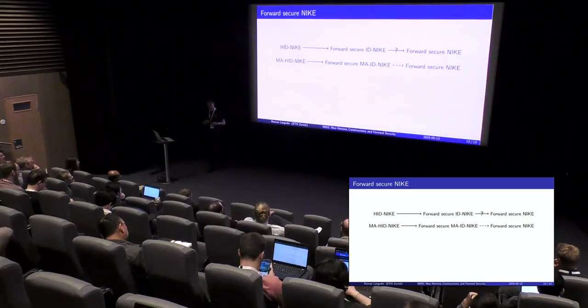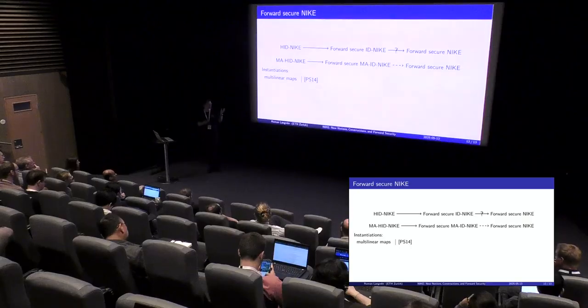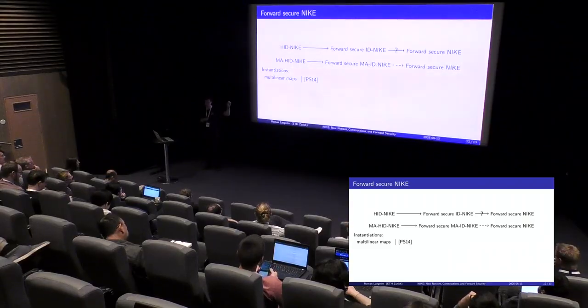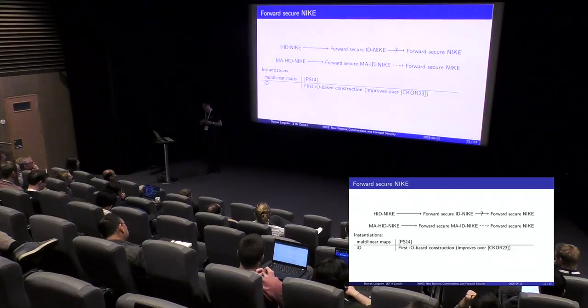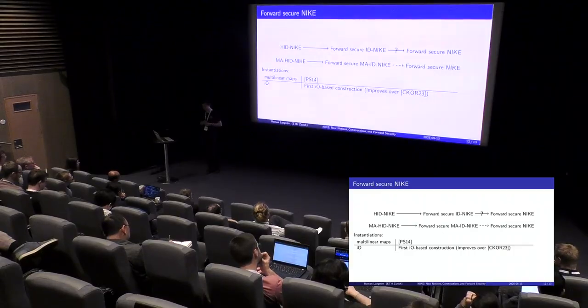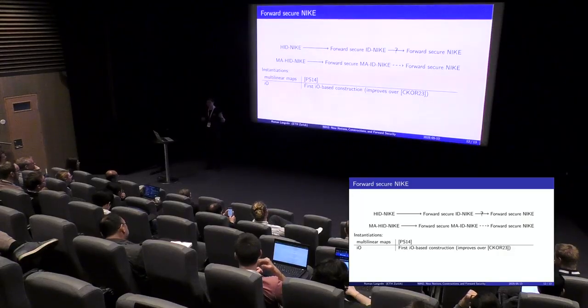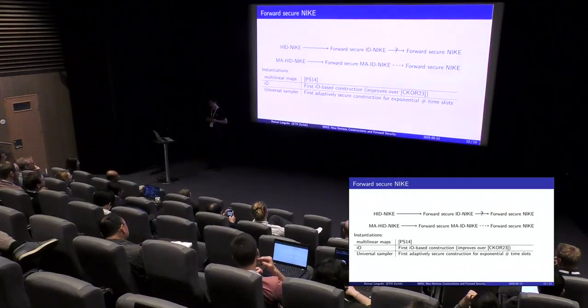And forward secure Nike has been studied before our work. There is a work by Poncheval and Sanders that builds this based on multilinear maps. And their construction turns out to be the exact same as when you use our multilinear map-based multi-authority HID Nike and run it through this transformation. There's also another previous work that looks into building forward secure Nike from I/O. However, they need a non-standard variant of I/O that's very poorly understood, and our work is the first that builds this based on standard I/O. And finally, when you use this for our universal sampler-based construction, we get the first adaptively secure construction for an exponential number of time slots.